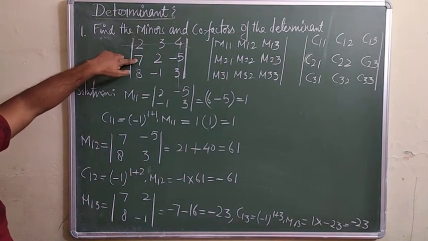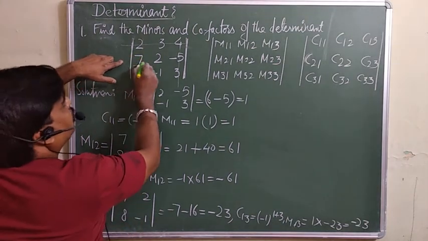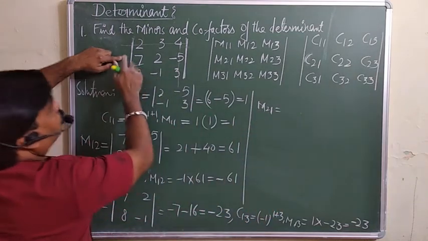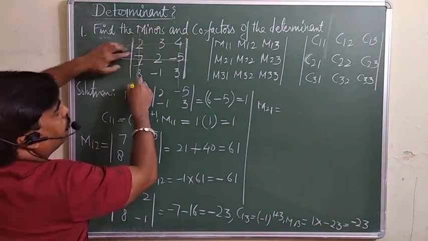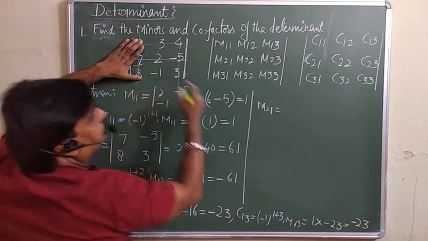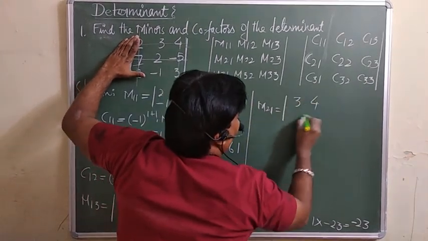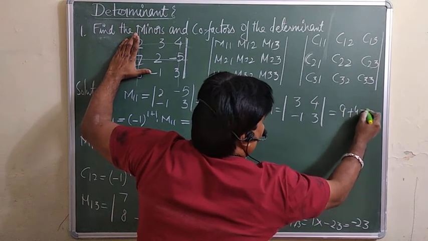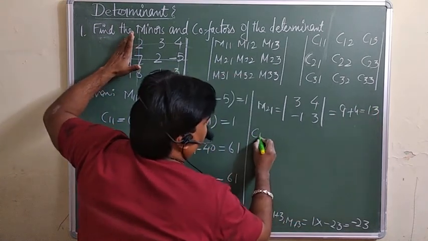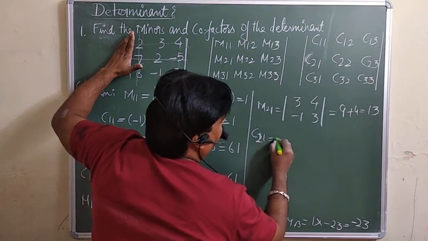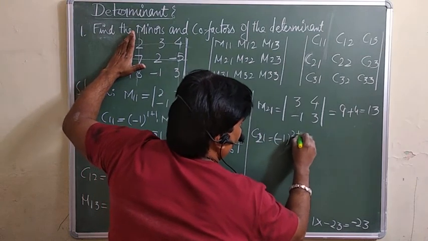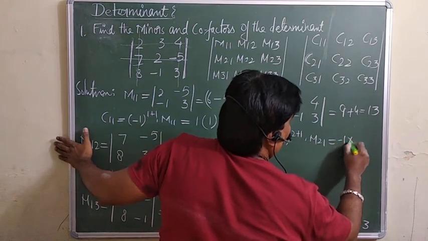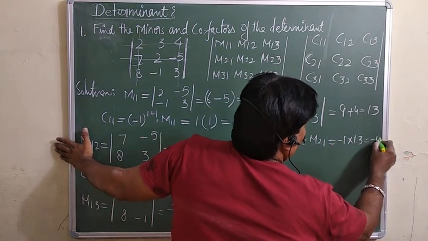Similarly, you can write for this element, means M21. So this second row and first column we will delete. So 3 4 minus 1 3. Solve this one. So 9 plus 4, that is 13. If we talk about the C21, that is equal to minus 1 raised to power 2 plus 1 into M21, that is minus 1 into 13, that is minus 13.